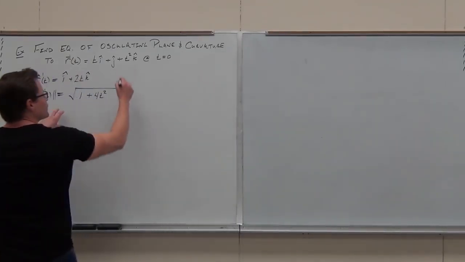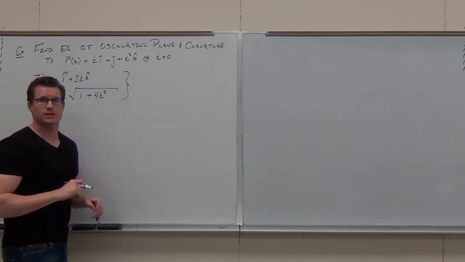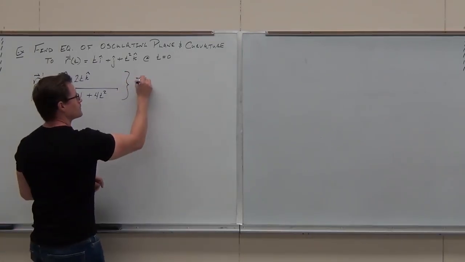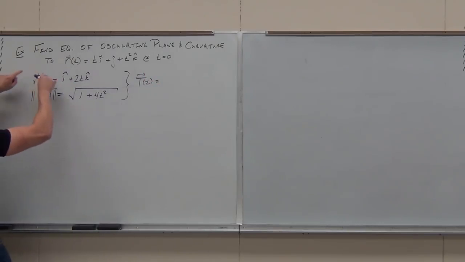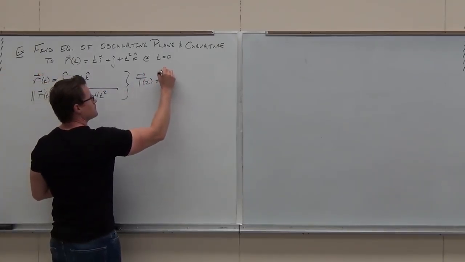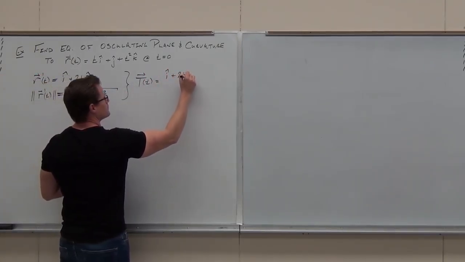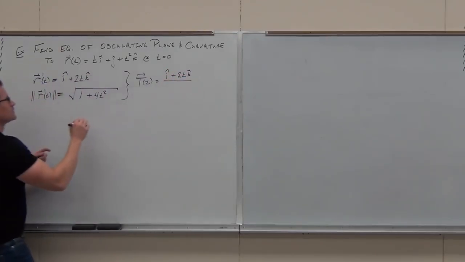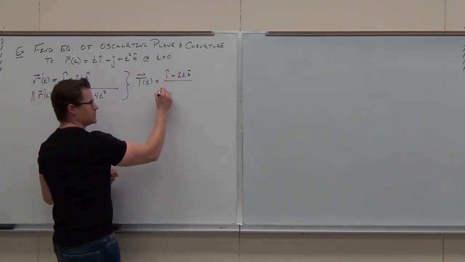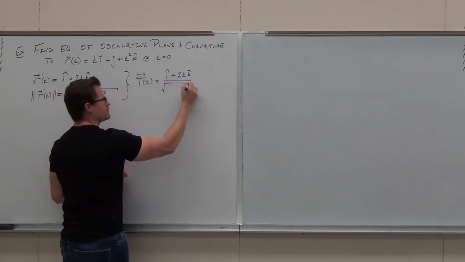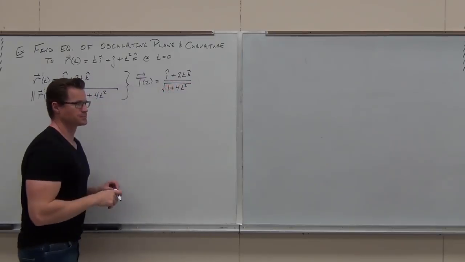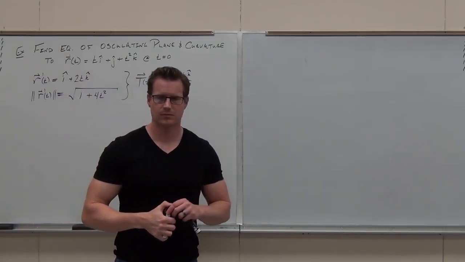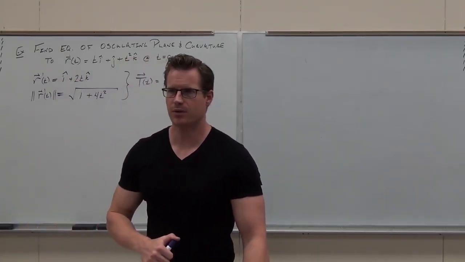So what have we found when we put these things together? T, the unit tangent, which is what we found, takes the derivative of the vector function and divides by the magnitude of the derivative of the vector function. And now, if you're okay with that one.